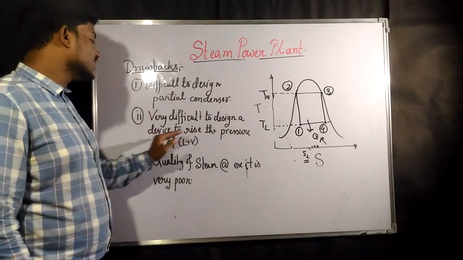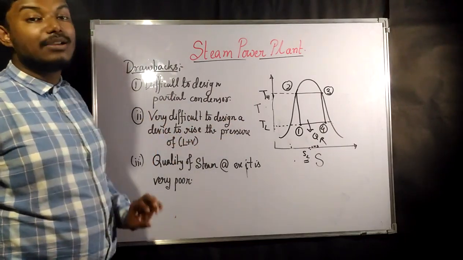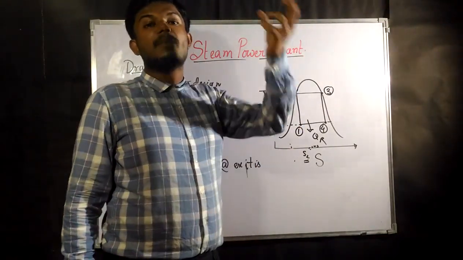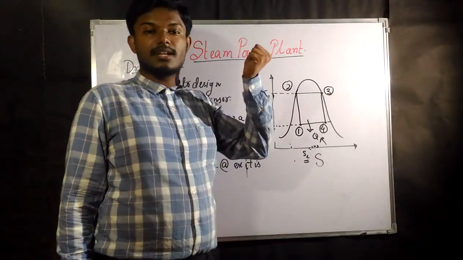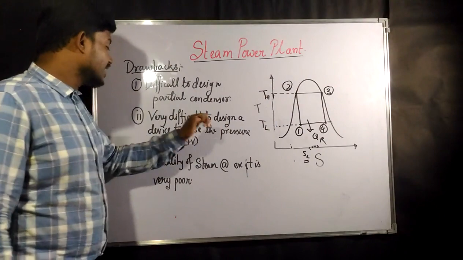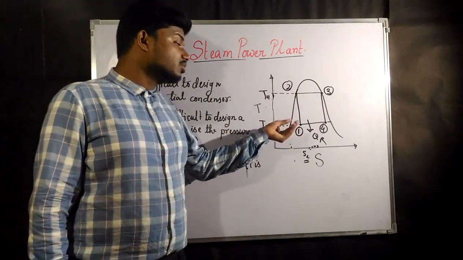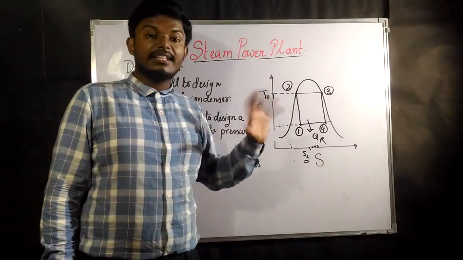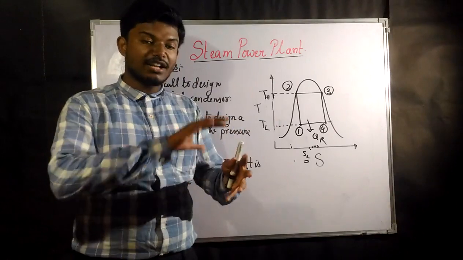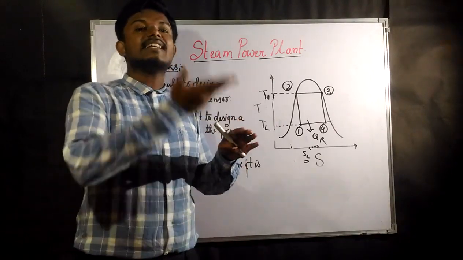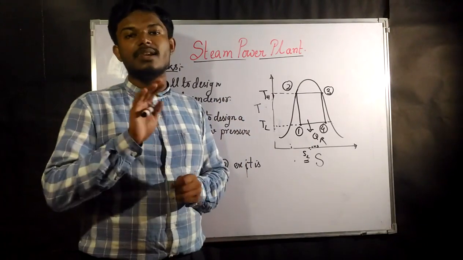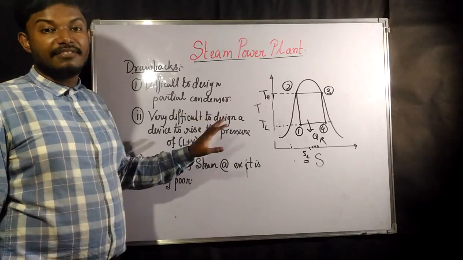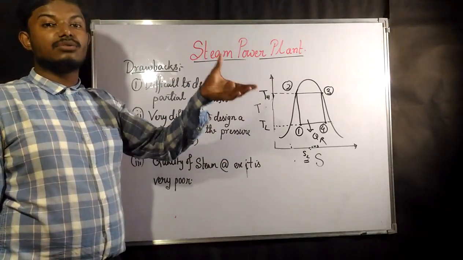The second thing is that it is very difficult to design a device to raise the pressure of liquid plus vapor. From 1 to 2 we are raising the pressure by pumping. Now it is very difficult to design a device which is used to raise the pressure of liquid and vapor. That means if there is a mixture of liquid and vapor, then increasing the pressure of this complete mixture is not going to be possible, or it is very difficult to design a device which will raise the pressure of liquid plus vapor.